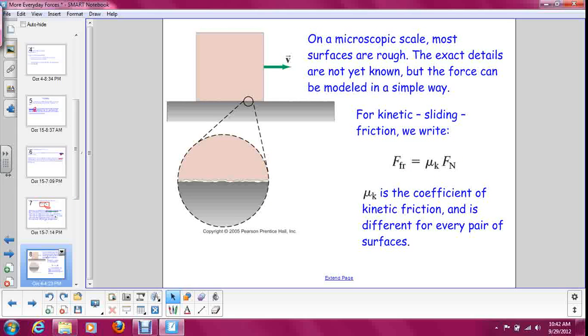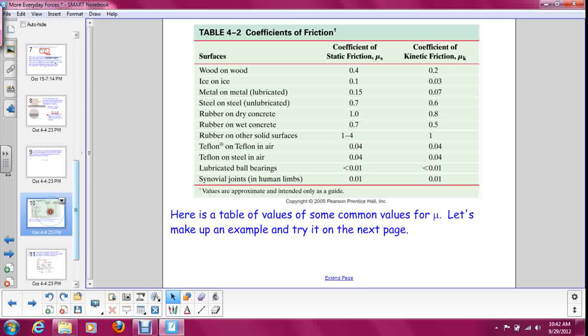So when we zoom in to that box on that carpet that you're pushing across the room, on a microscopic scale, the surfaces are rough. The exact details aren't known yet, but the force can be modeled in a simple way. For kinetic friction, we write the force of friction is equal to the kinetic coefficient of friction times the normal force. And remember, mu little k is the coefficient of kinetic friction, and it's different for every surface. So this is where you would look up those values.